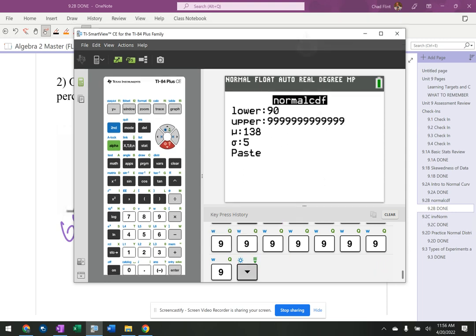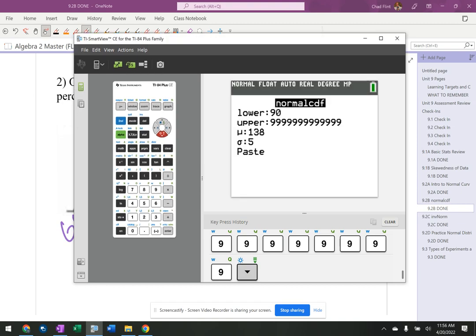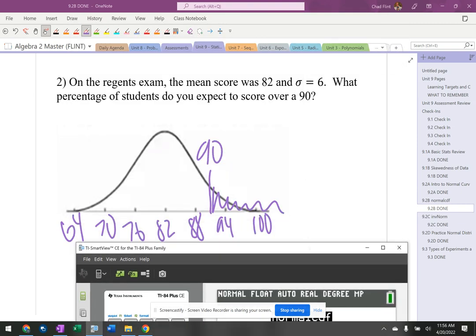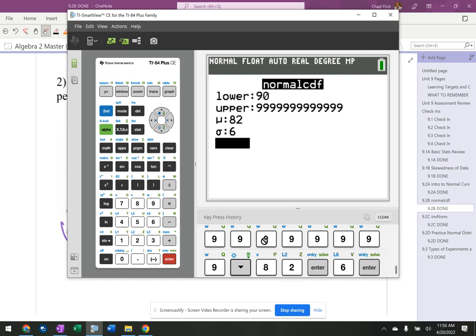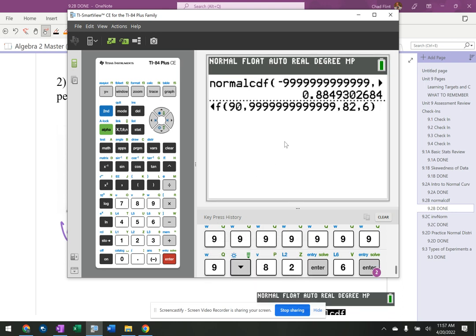This time, it's not what I wanted to do. My mean is 82, and my standard deviation is 6. So 82, enter, 6, enter. Now, on number one, I said always drop your calculator screen in there. And then, of course, I didn't do it. So I follow my own advice, but there it is.